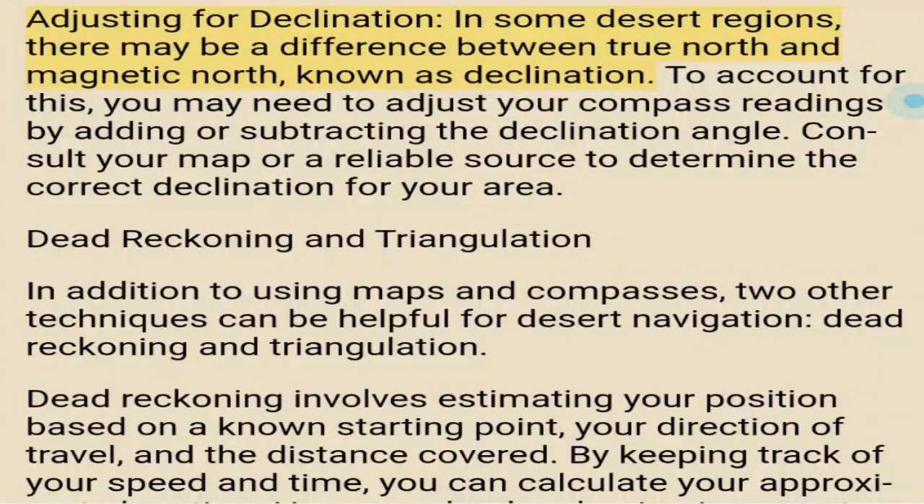Adjusting for declination. In some desert regions, there may be a difference between true north and magnetic north, known as declination. To account for this, you may need to adjust your compass readings by adding or subtracting the declination angle. Consult your map or a reliable source to determine the correct declination for your area.